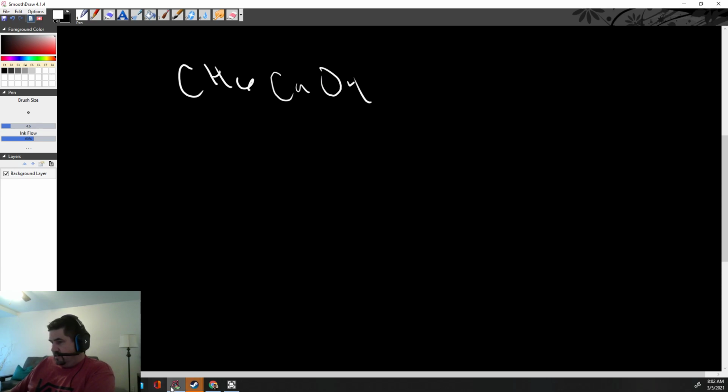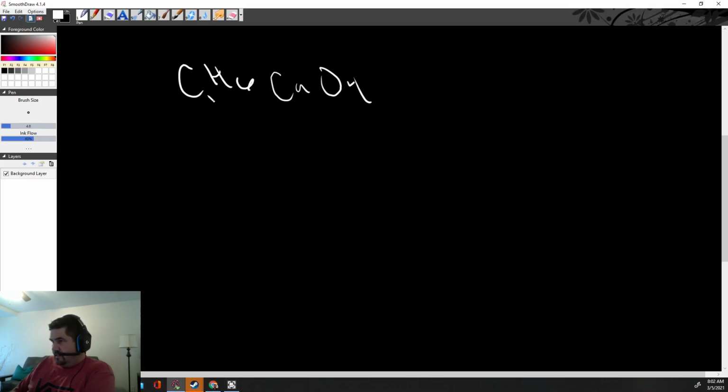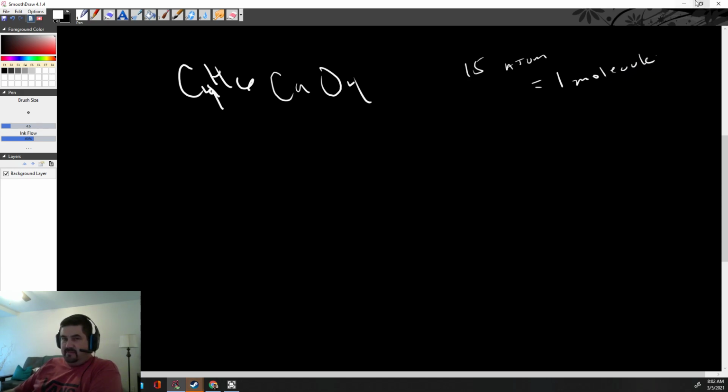Let me make sure I didn't miss anything here. No, C4, yeah. I missed the 4 and the C. I thought I missed something there. So that's a 4, by the way. Sorry. So there's a total of 15 atoms for this one molecule, okay? Just give you that heads up there.